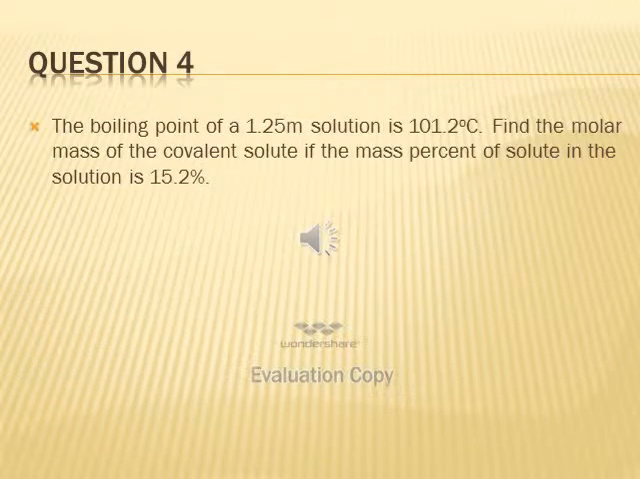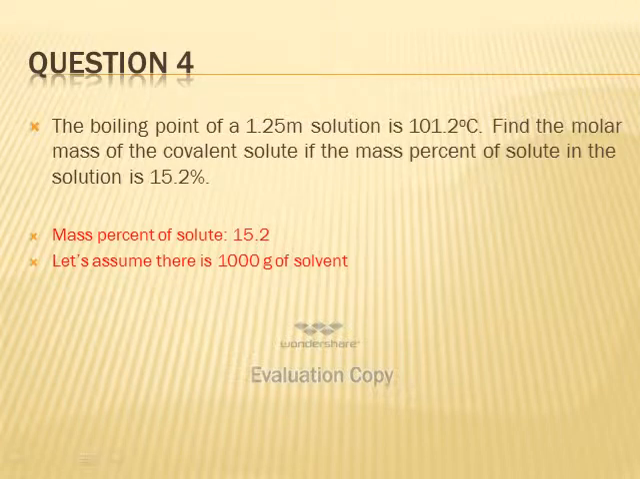Question 4. The boiling point of a 1.25 molality solution is 101.2 degrees Celsius. Find the molar mass of the covalent solute if the mass percent of solute in the solution is 15.2%. Something new here, mass percent. Mass percent of solute basically means the ratio of mass of solute to the mass of total solution. Let's assume there is 1000 grams of solvent. You will see why in a moment.